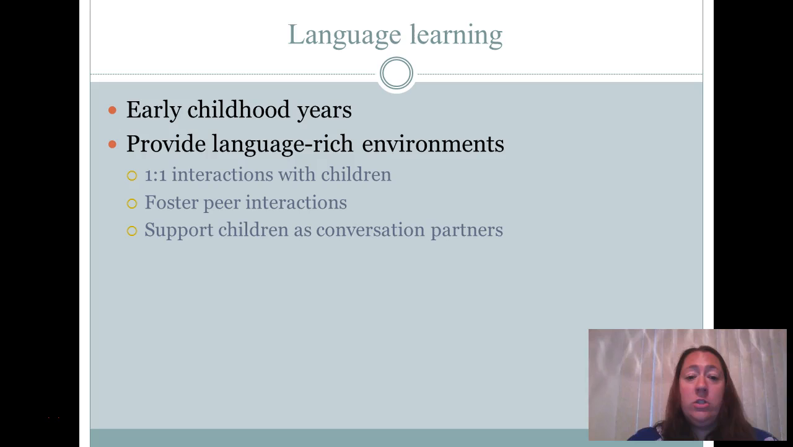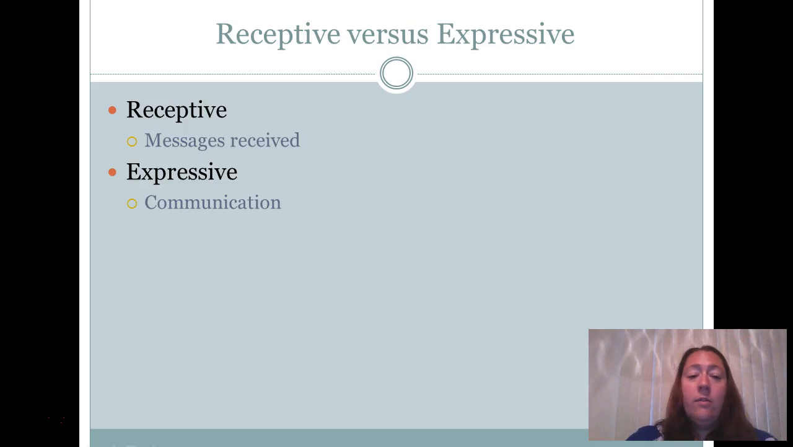Teachers support language development when they interact one-on-one with children, foster peer interactions, and support children to become conversation partners. Teachers must provide ongoing opportunities for children to learn language through communicating with peers and adults. First, I must define the difference between receptive and expressive language to help you better understand.